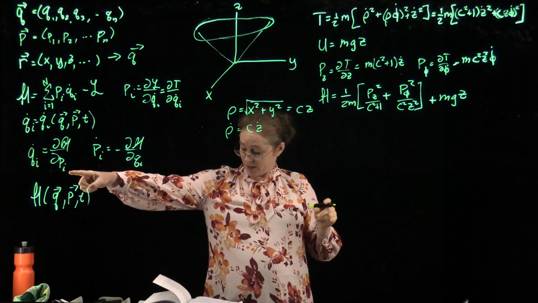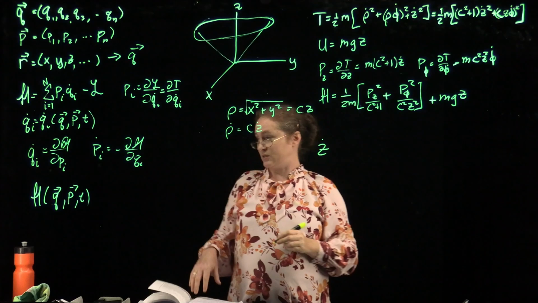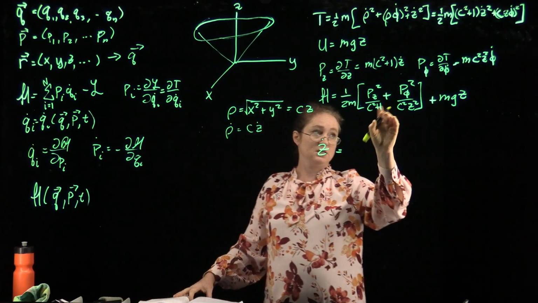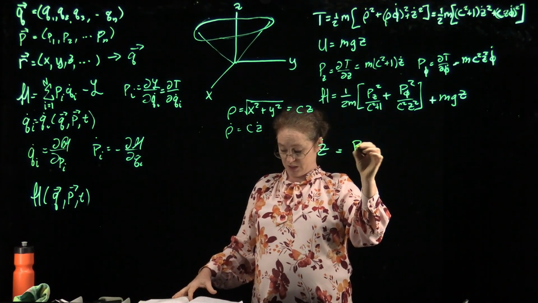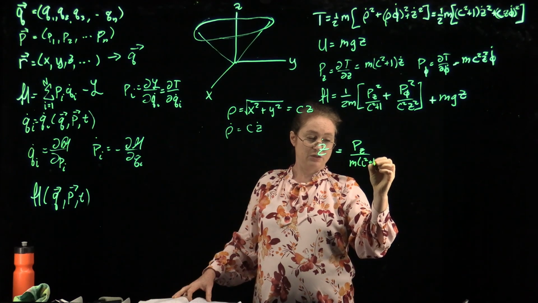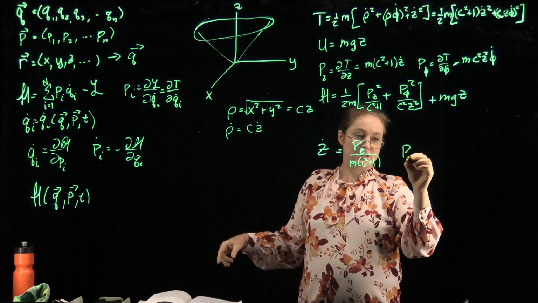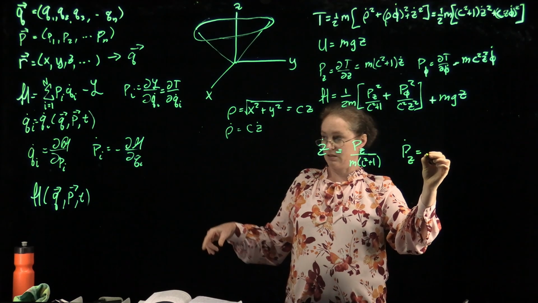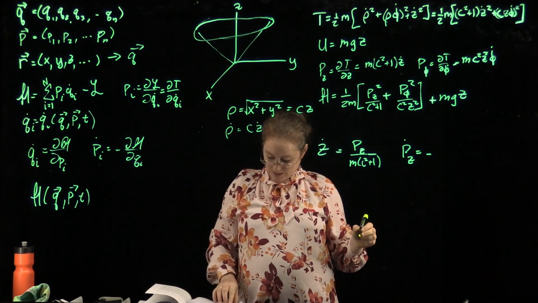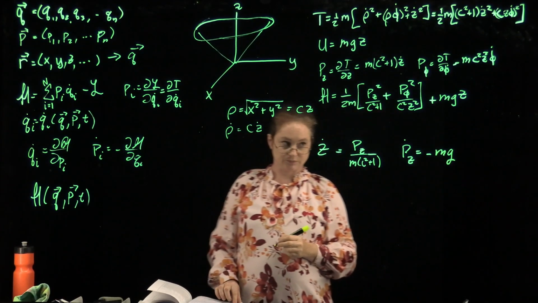Now I can apply Hamilton's equations. First the z with z. Z dot equals partial h partial pz. So that is pz over m times c squared plus 1. And then pz dot is equal to negative partial h partial z, which is negative mg.